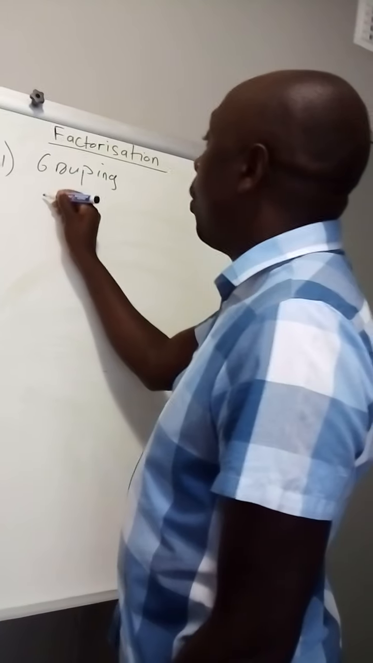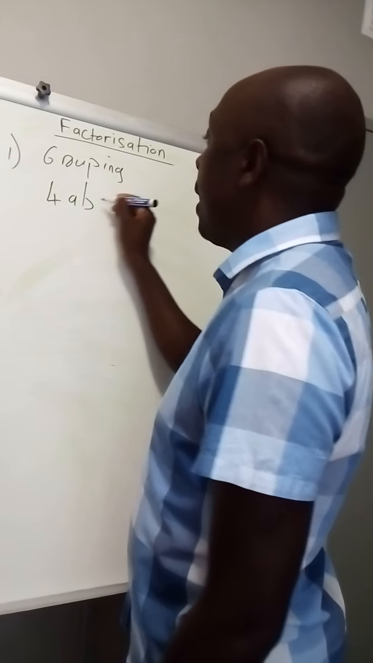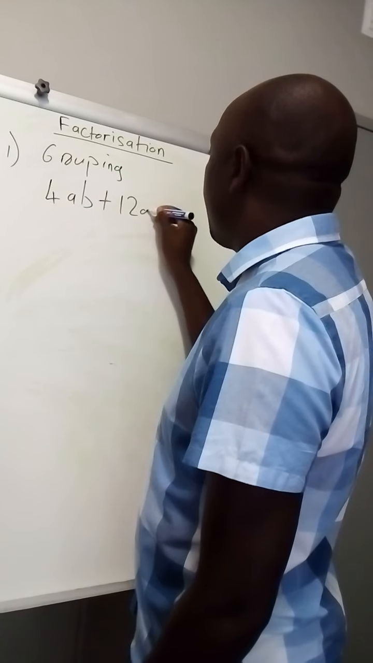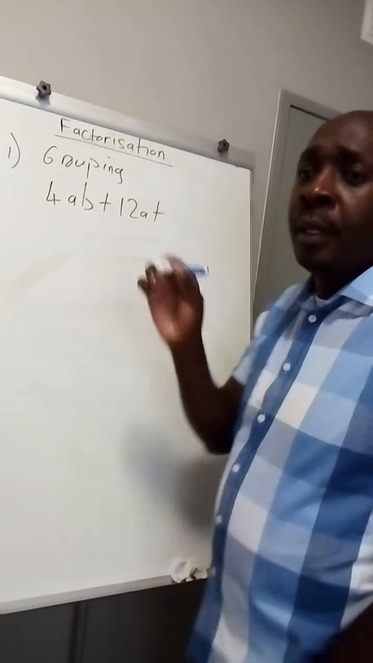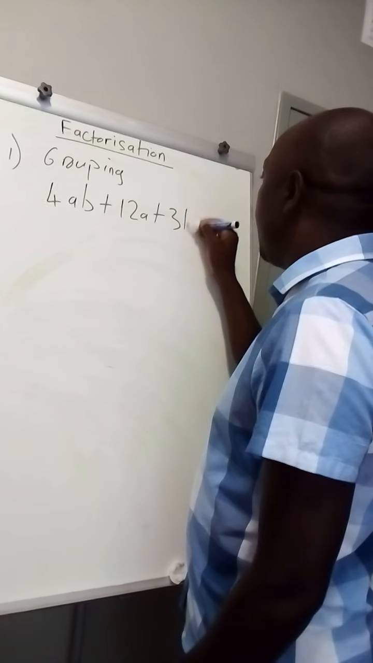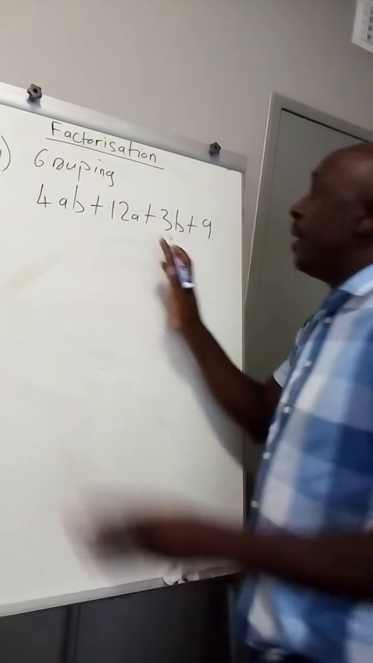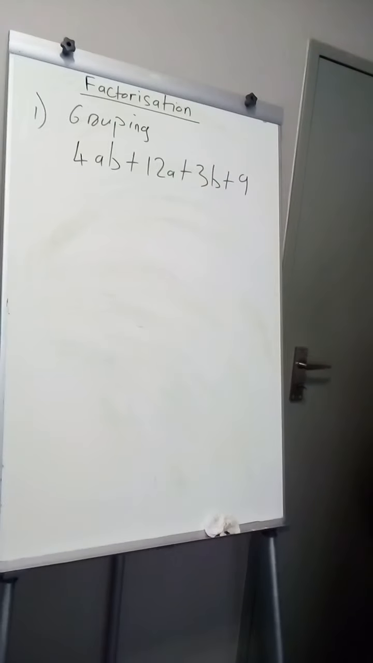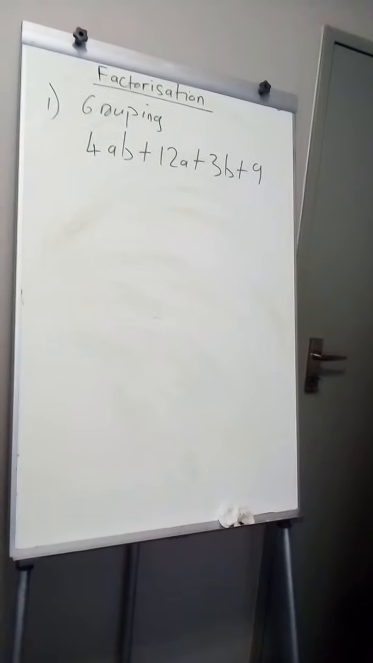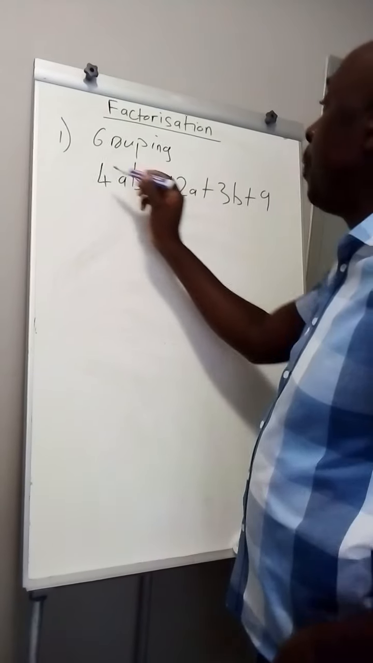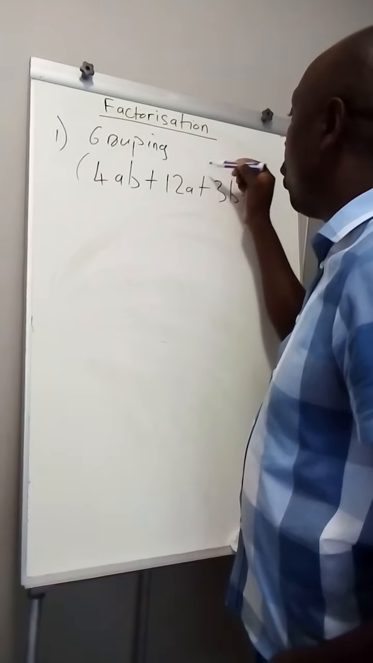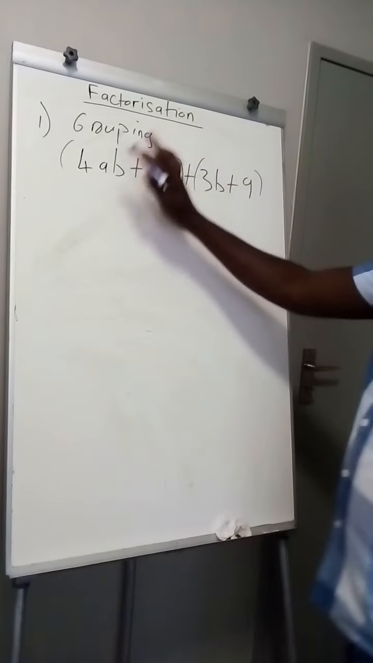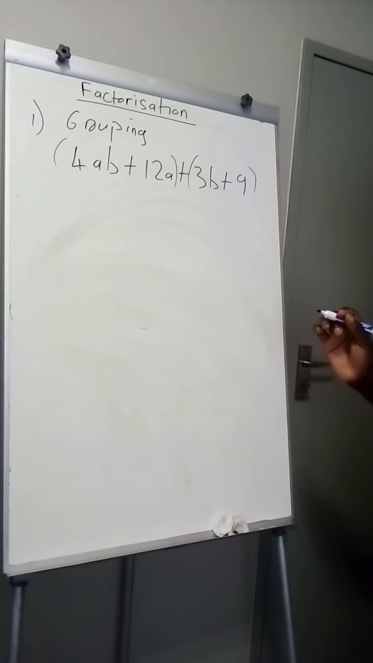For example, we have 4ab plus 12a plus 3b plus 9. There's no particular order there, so you need to do grouping. How do you group this? You group them into pairs. That's the grouping method of factorization which you use.